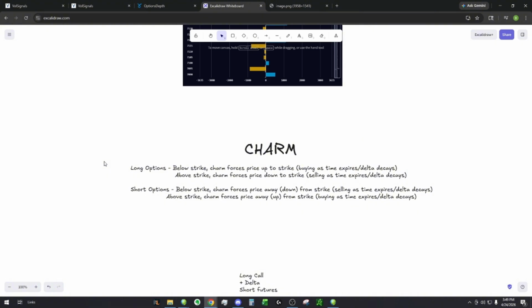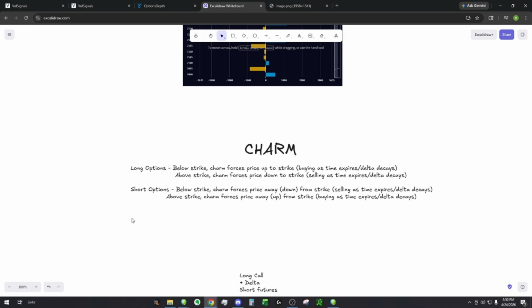And based upon that change in delta, the market makers will have to hedge accordingly. So if they're long options and price is below the strike, charm forces price up back towards the strike. So as time expires and as their delta decays, they will have to buy. If they're above the strike, charm forces price down back towards the strike. So this will be selling as time expires and their delta decays.